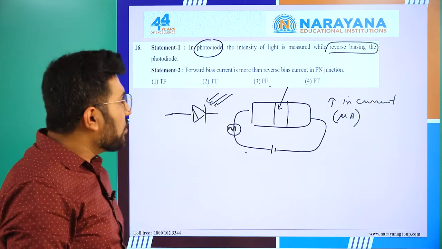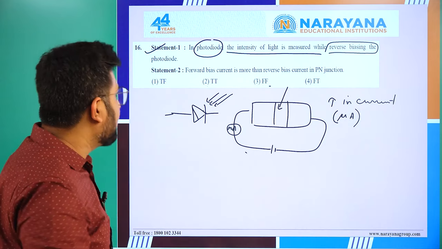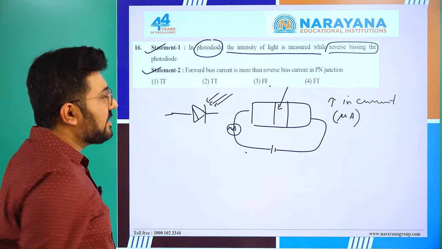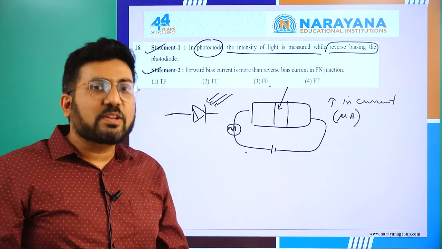So, the first statement is true. The second statement, forward bias current is more than reverse bias current, that is what I told, forward bias current is more. So, the second statement is also correct. Okay. So, that is why we do not use it in a photodiode. So, both the statements are true, the answer is 2.